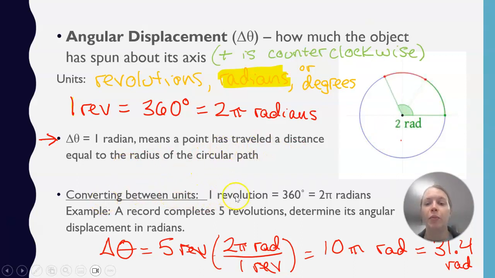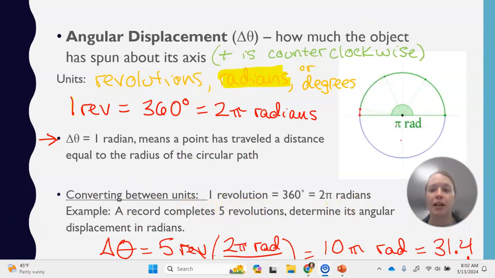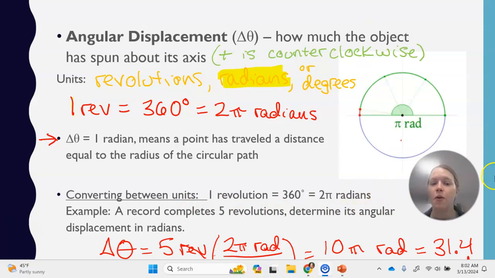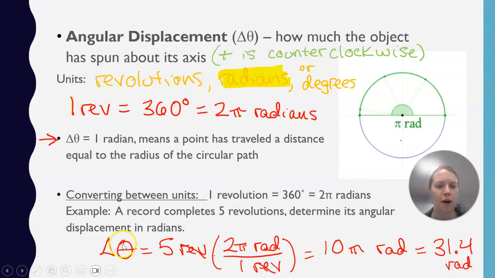So 1 revolution is 360 degrees, or 2 pi radians. And the definition of a radian is if I have a circle with a given radius, and I put that radius along the outside of the circle, or along the circular path, the angle measure that that distance sweeps out along the circle is a radian. So if we want to convert between units, if we have a record completing, let's say, 5 revolutions, and we want to determine its angular displacement in radians, we would take 5 revolutions and just multiply by the number of radians for 1 revolution, which is 2 pi radians. So we would get 10 pi radians, which you're welcome to leave as 10 pi, or 31.4 radians.